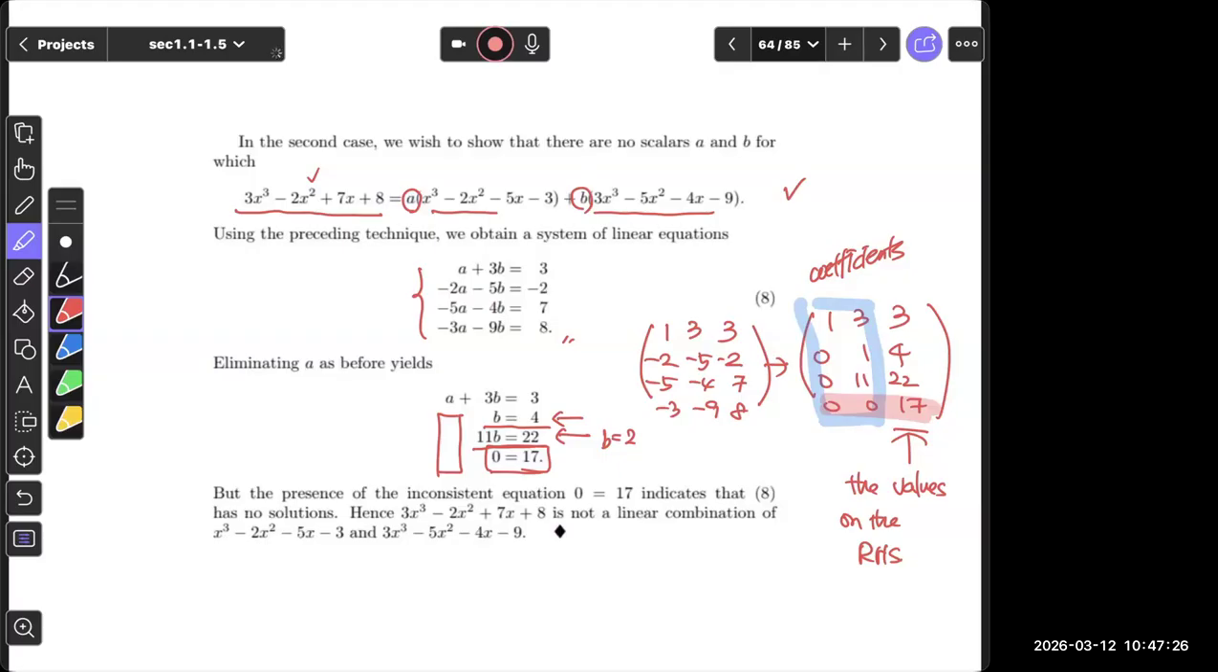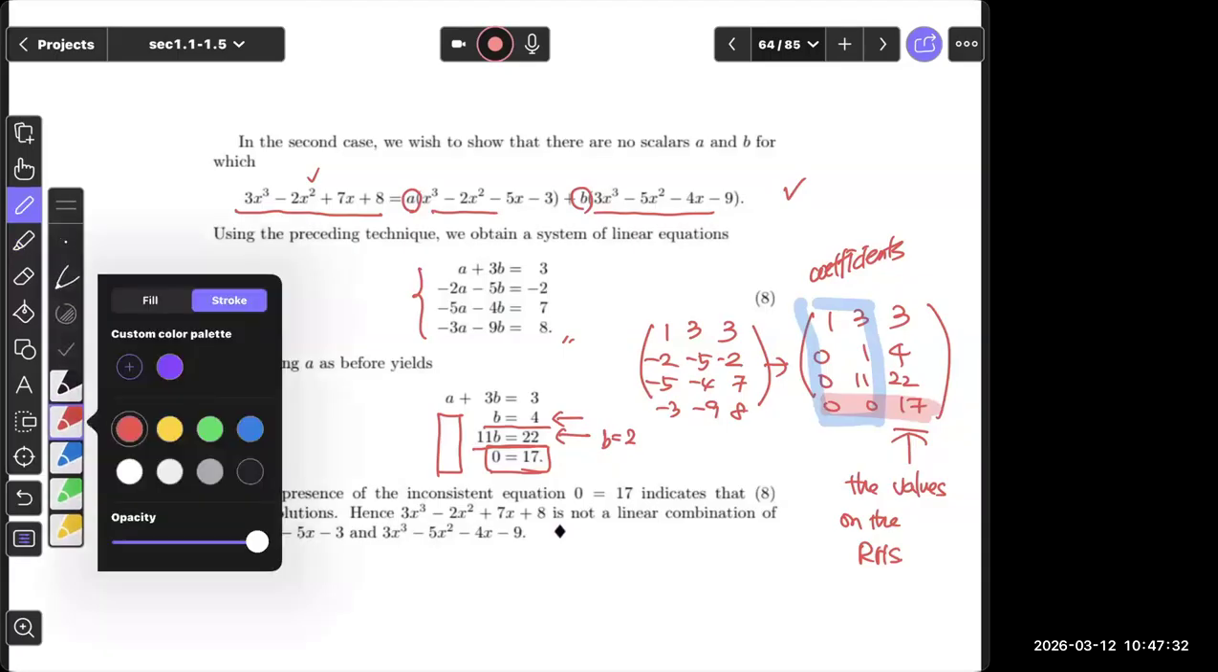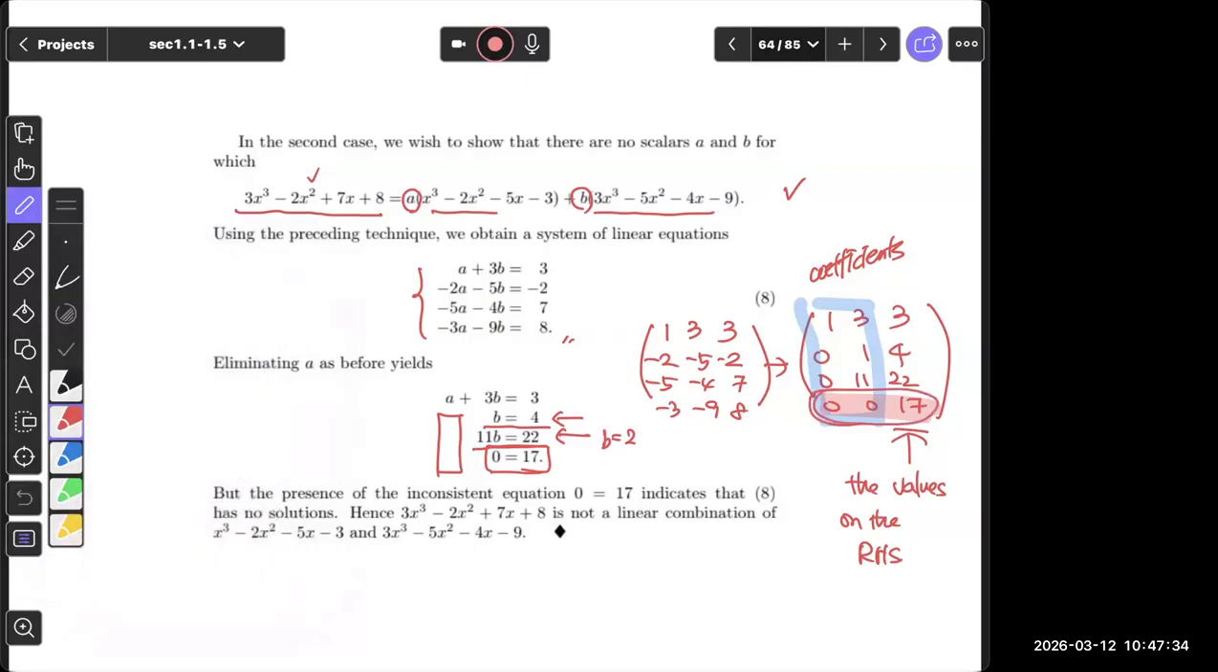So if in the middle of the calculation you see such a row, this shape of row, with some zeros in the coefficient area and a non-zero value on the right-hand side, then the corresponding system does not have a solution, and you can stop there and just say the solution does not exist.